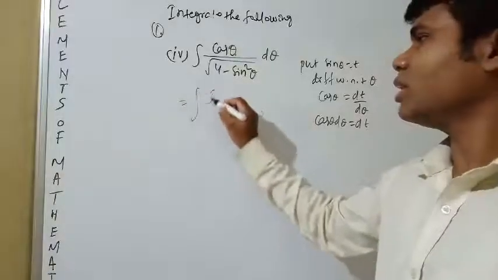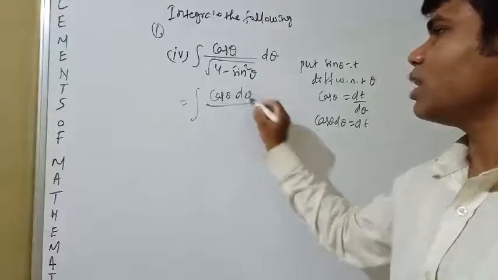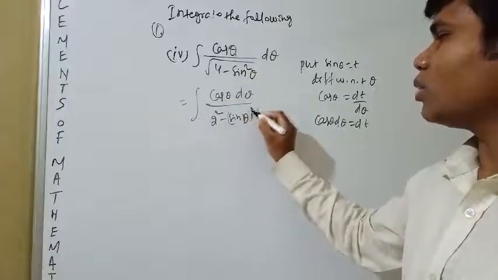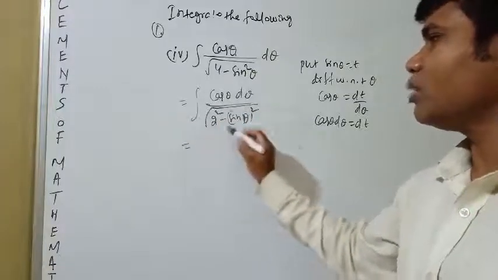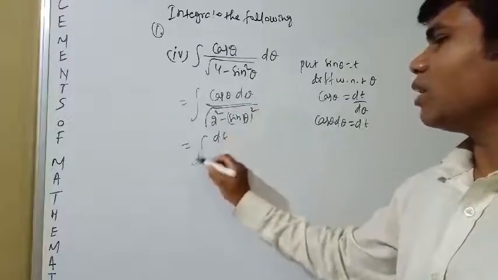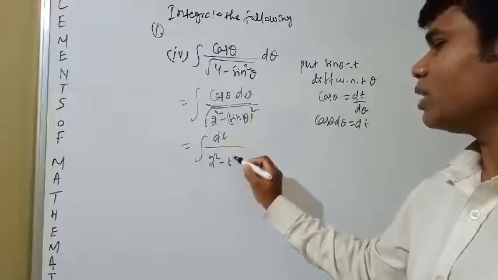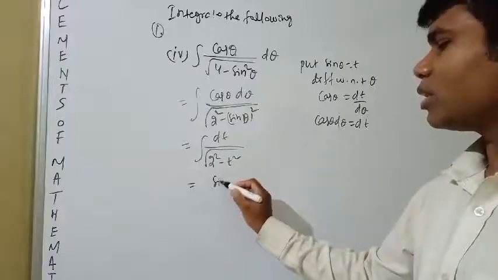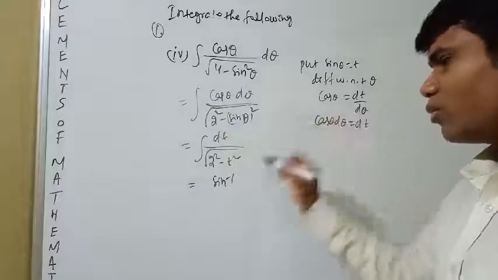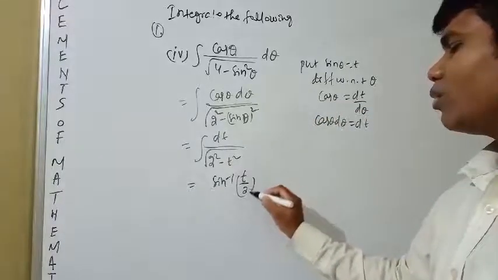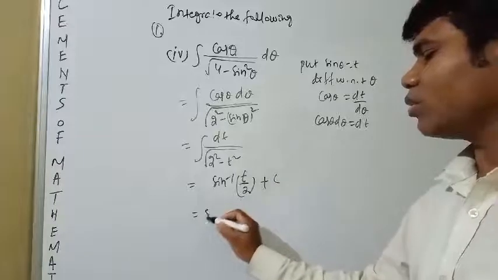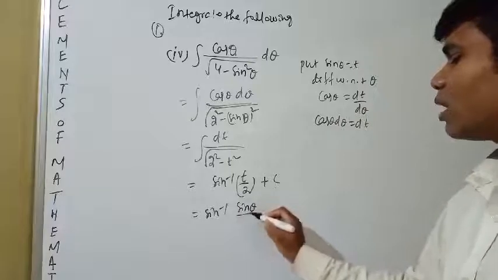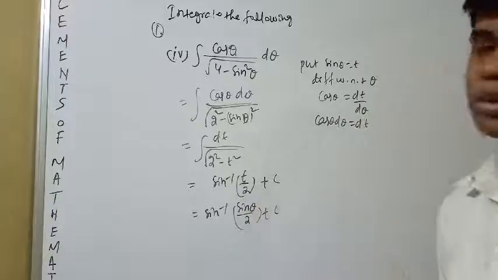So this is cos theta d theta, and 4 is 2 square minus sin theta whole square root over. Cos theta d theta is equal to dt by root over 2 square minus t square, which is equal to sin inverse t by 2 plus c, which is equal to sin inverse sin theta by 2 plus c.